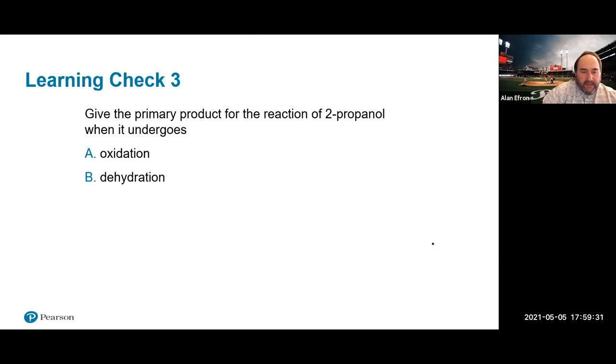Okay, so why don't you take a second here and see what you come up with. We're looking for two things here. We're looking for the product that you get when you take 2-propanol through an oxidation, and what is the product you get when you dehydrate, which basically means remove water from the 2-propanol. All right, take a second and see what you come up with in terms of what you would draw for each of those.